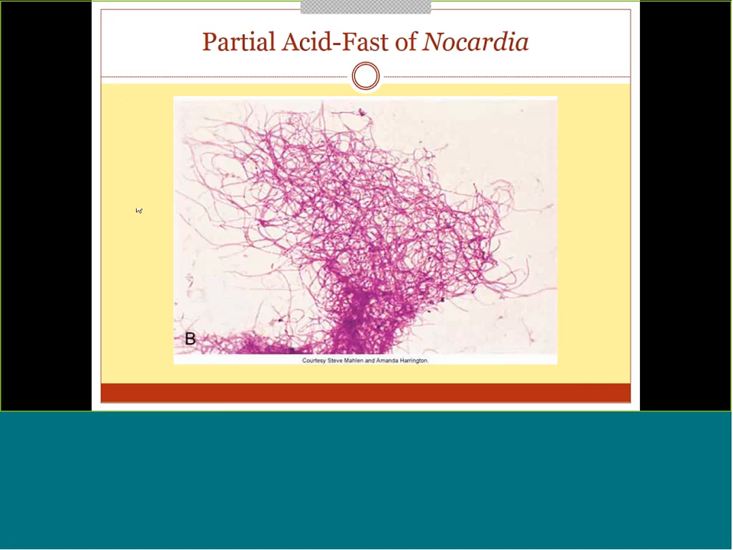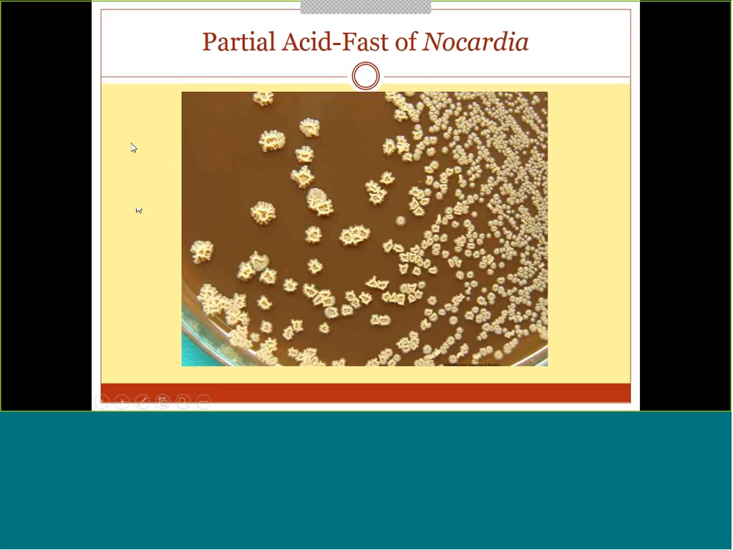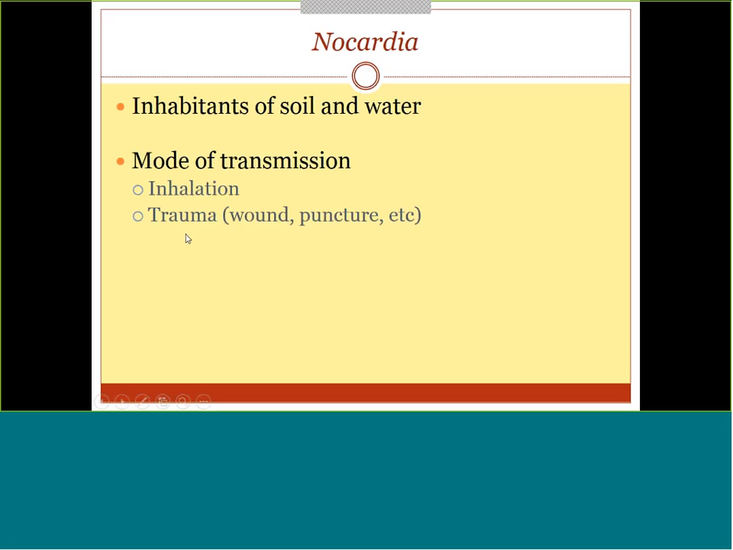There it's showing the positive acid-fast reaction of Nocardia. Again, when acid-fast is positive, it'll be that bright pink color. Here it is on the agar. Hopefully you can kind of see why they call it branching, the little filament forms that it takes on. Kind of cute. All right, Nocardia will inhabit the soil and water.